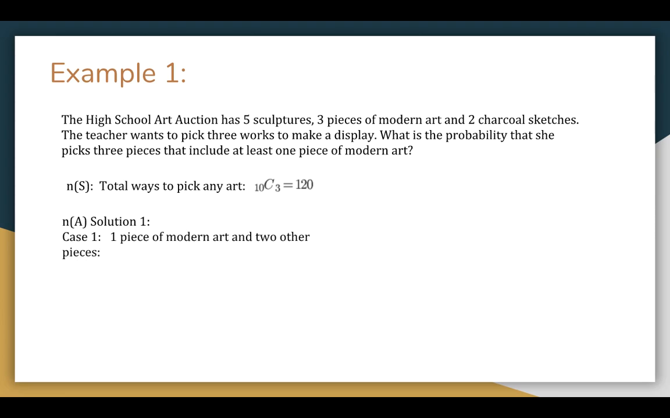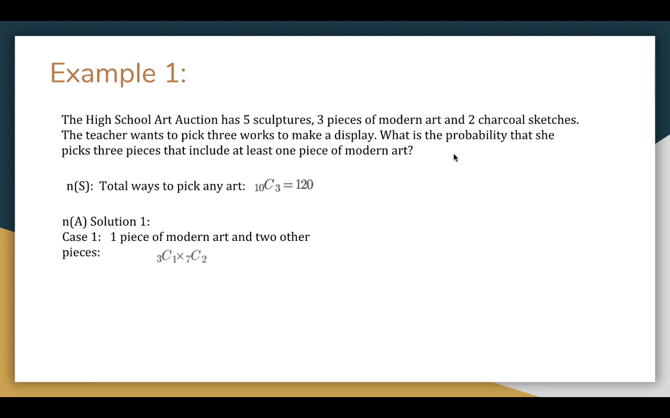For N of A, we're going to look at 2 ways to do it. Solution 1, we would look at 1 piece of modern art and 2 others. The reason why we say 2 others is really important. We're going to group all of the others. So these 5 sculptures and 2 charcoal sketches, they're all the other cards in the deck. We don't really want to break them up because it'll just lead to some complication that we don't need to get into.